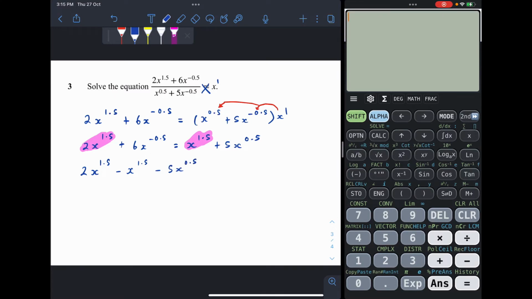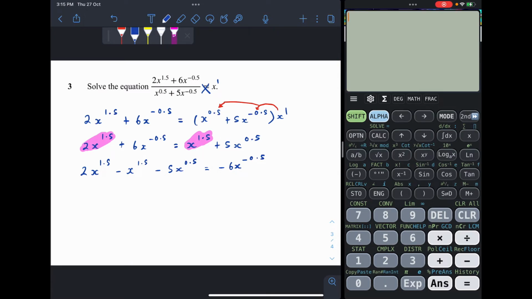When you bring things over to the other side, the only thing that changes is your positive or negative symbol, but your powers still stay the same. And you know what, I'm just going to bring the positive 6x to the power of negative 0.5 to the right. I'll solve it later. There are many ways to solve this, it's not just one way.